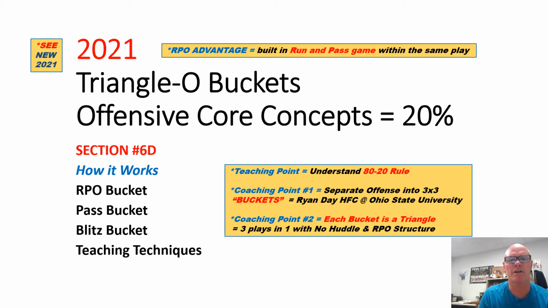I want to talk about Triangle O buckets. This is our offensive core concepts or our top 20%. How this works is we first have to understand the 80-20 rule, which we'll get into.